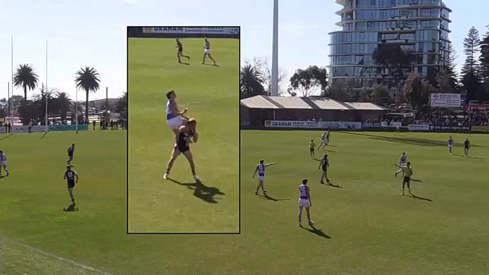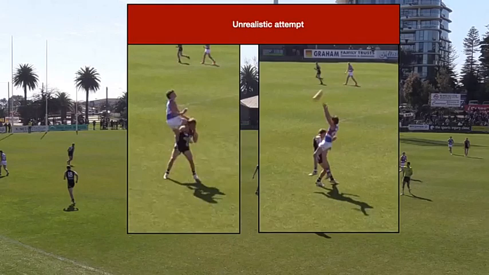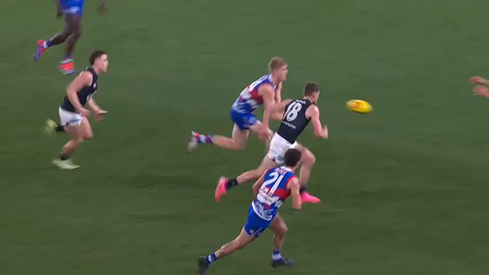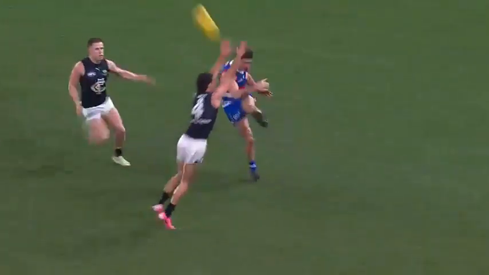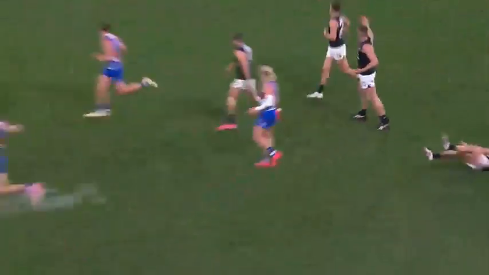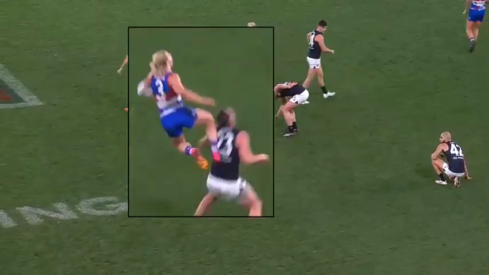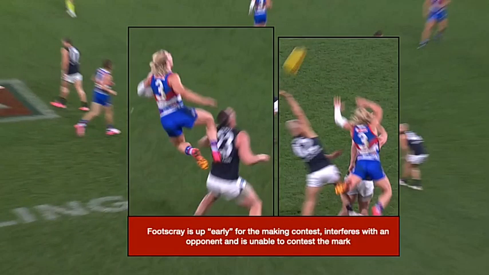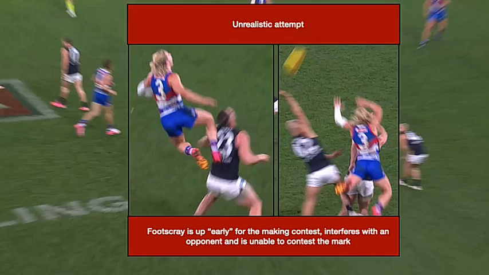So in this instance, player goes up early, interferes with an opponent, and is unable to contest the mark. Ball goes over here. Free kick. Once again, the interference with the opposition is important. Unrealistic attempt. Number 3 must interfere with 23, which he does. So Footscray's up early for the marking contest, interferes with the opponent and is unable to contest, which makes it an unrealistic attempt.